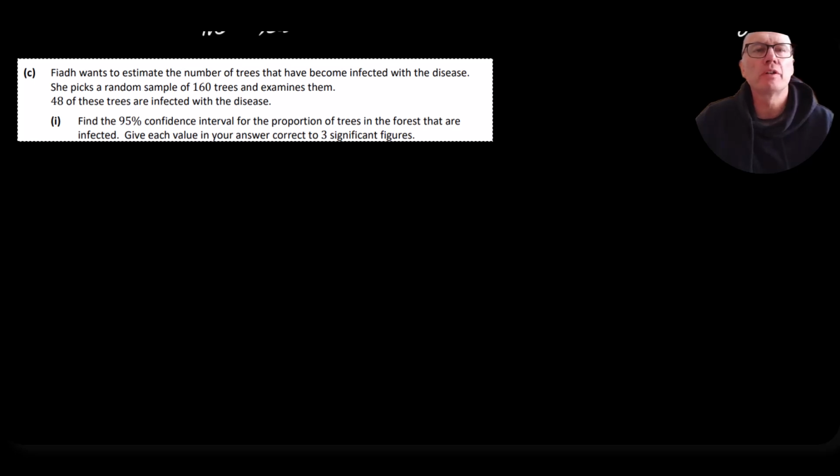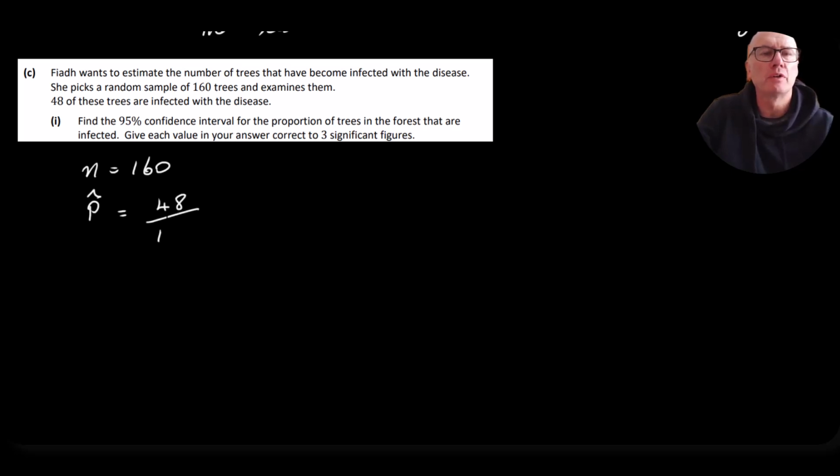Fiach wants to estimate the number of trees that have become infected with the disease. She picks a random sample of 160 trees and examines them. 48 of these trees are infected with the disease. Find the 95% confidence interval for the proportion of trees in the forest that are infected. Give each value in your answer correct to 3 significant figures. So this is a confidence interval for the proportion. We have a sample size of 160, and we have a p hat then as 48 over 160.